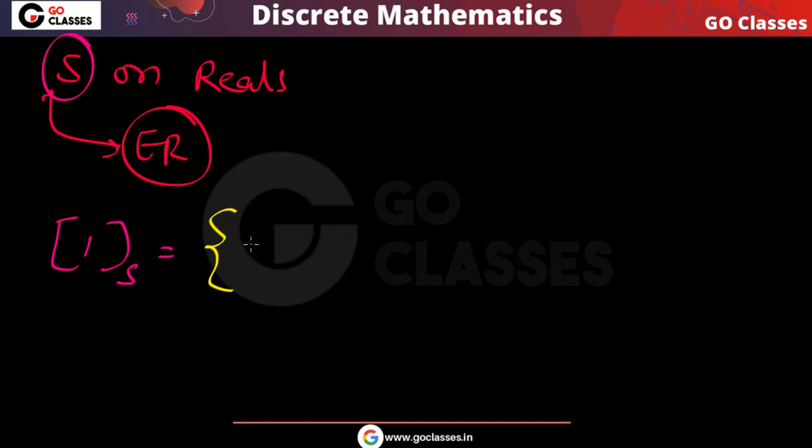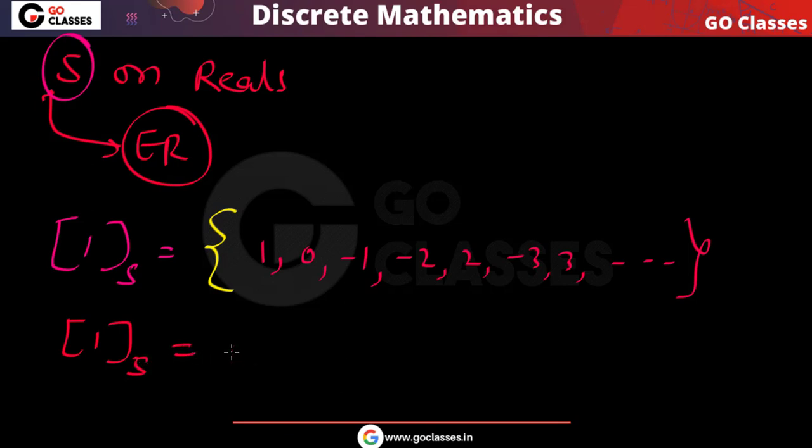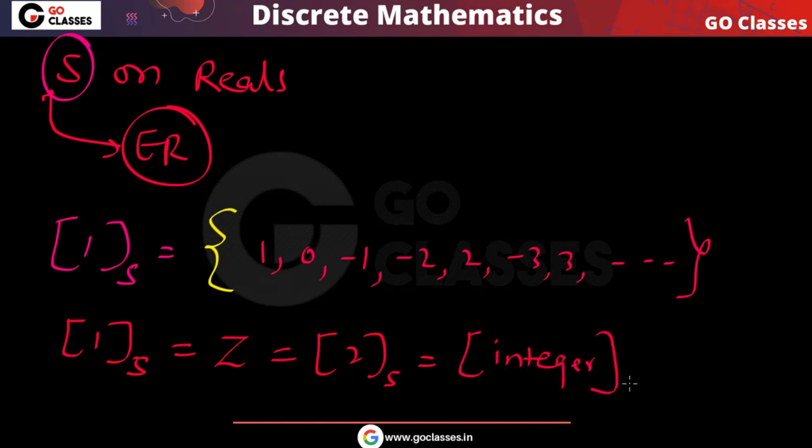Every integer will be in the equivalence class, because 1 is related to 1, 1 is related to 0, 1 is related to minus 1, minus 2, 2, minus 3, 3. 1 is related to every integer. So I can say the equivalence class of 1 is basically the set of all integers. This is also the equivalence class of 2, and of 3. Basically this is the equivalence class of any integer.